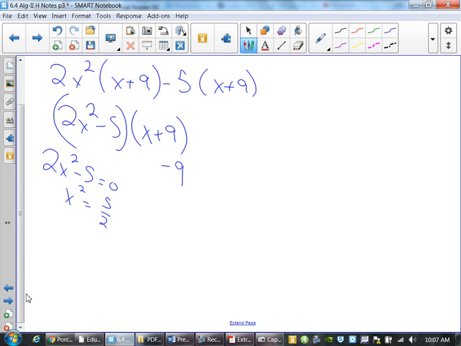Then I take the square root of it. So I get x equals plus or minus the square root of 5 over the square root of 2, which means you can't have the square root in the denominator. What do you multiply top and bottom by? Root 2. So you get plus or minus root 10 over 2. So those are your 3 zeros, for a cubic function.